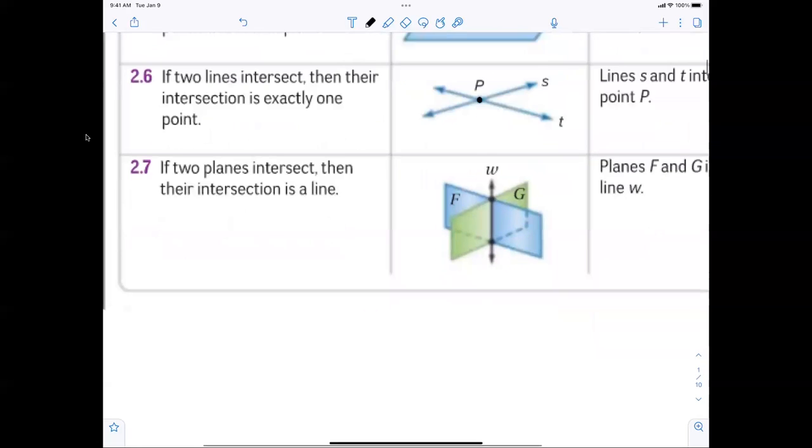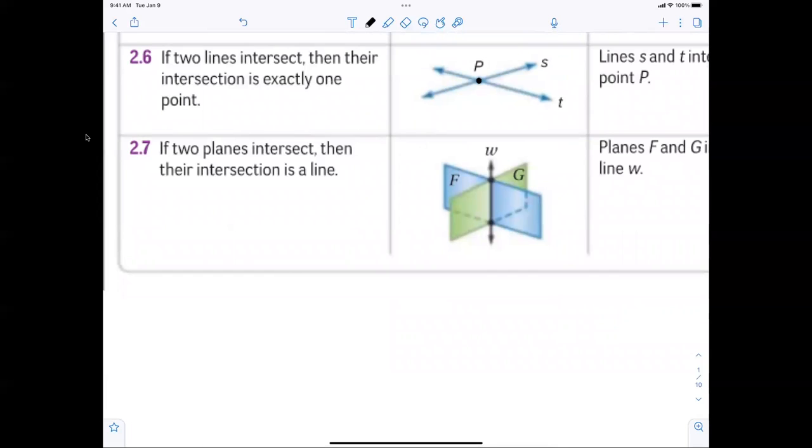So if 2 planes intersect, then their intersection is a line. So I agree with that. All right, I tell kids, think about the front wall and the ceiling. If I take the front wall and the ceiling, that intersection is a what? Is a line. All right, simple as that.